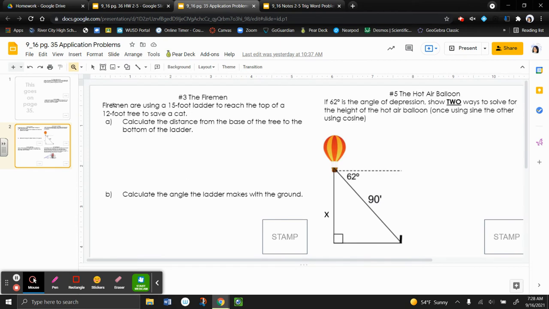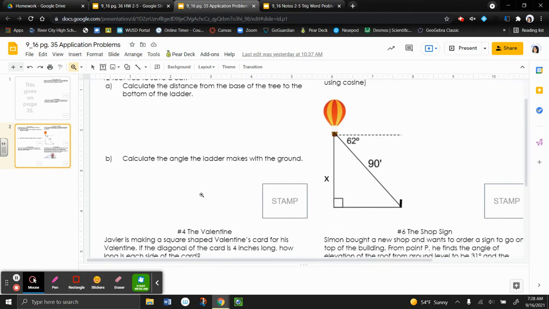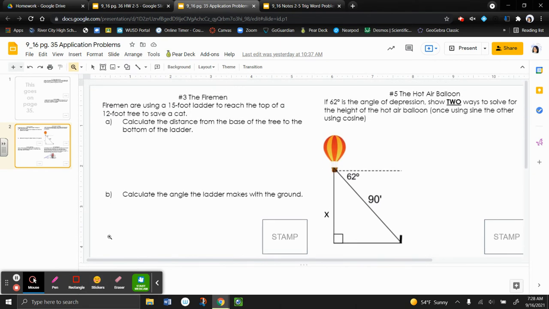All right, problem number 3. So it says, again, we have another ladder here. Firemen are using a 15-foot ladder to reach the top of a 12-foot tree to save a cat. All right, so here's my tree. It's 12 feet. The ladder, which we know is slanted, is 15. We want to calculate the distance from the base of the tree to the bottom of the ladder. So base means bottom. This is what we're doing.